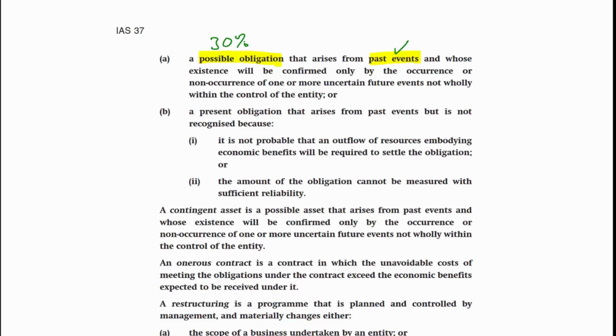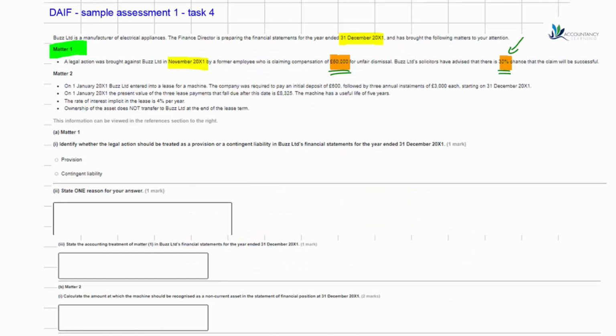And there's a second element of the definition. Again, we've got this present obligation that arises from past events, but it's not recognised because it's not probable. Again, that is the case we have now. Or it could be that the obligation cannot be measured with any sufficient reliability. Well, that's not the case, is it? Because we've got that 50,000. But yes, for both of these definitions, there's a possible obligation, but it's not probable. So that means we should conclude that this is a contingent liability rather than a provision.